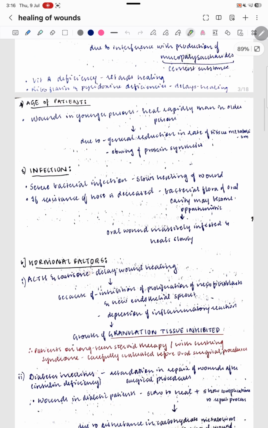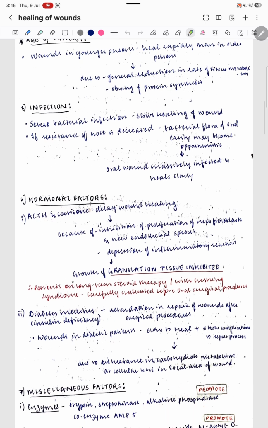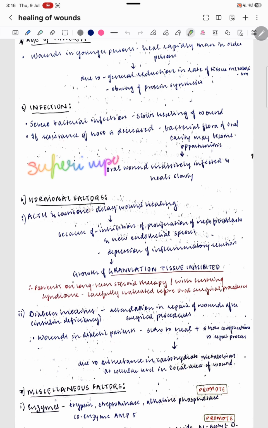Okay. Then coming to age of the patient, in younger patients healing is rapid, and in older patients healing is slow. Obviously with age healing decreases, and in young adults healing is increased. Okay. Next is your infection. If there is any superimposed infection, then also there is slow healing. If resistance of the host is decreased, the bacterial flora can also become opportunistic, obviously.